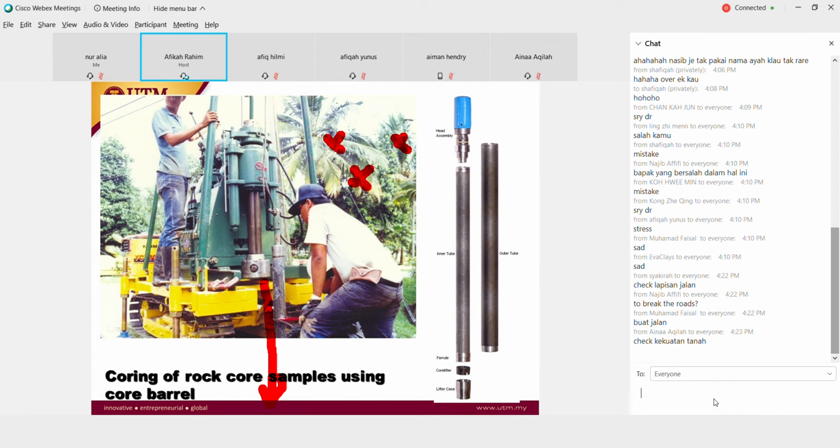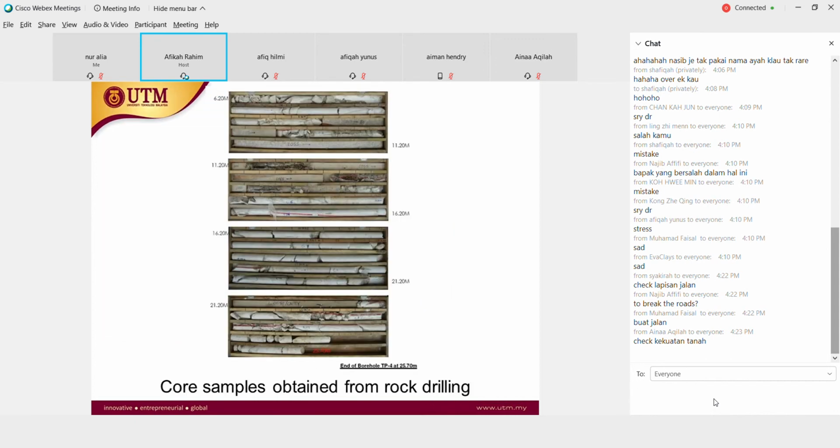The kekuatan tanah, the strength of the rock. Okay. So they will produce something like this. From here, there's a magic. Can you see? For example, this one we start reading from here, 6.2 until here.